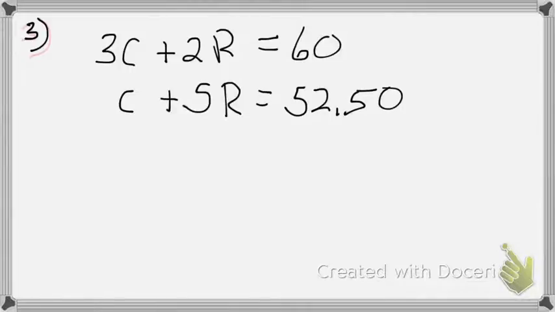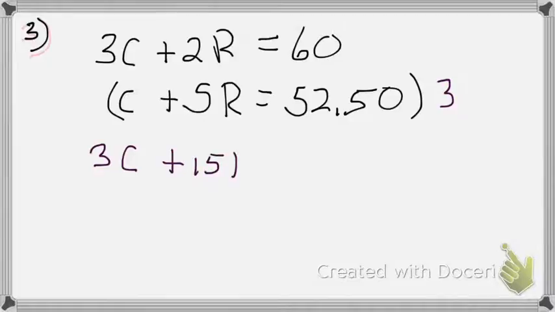Now, if the store has one price for CDs and one different price for records, what is the cost for each item? As I look at this, there's a couple of different ways we could do this. We could take that bottom equation and solve for C and then do substitution, or we could try and do elimination. I think that what I'll do here is I'll multiply this bottom equation by 3, and then I get 3C plus 15R, and that equals 157.50.